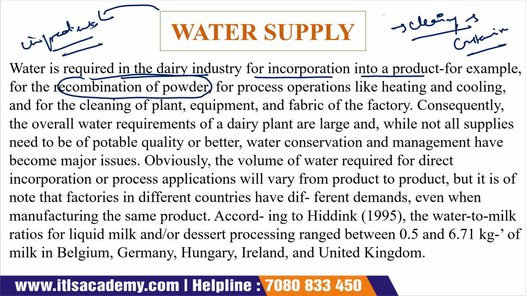So when the recombination of the powder is done, we use water for process operations like heating and cooling, and for cleaning of the plant, equipment and fabric of the factory. So inside the dairy industry, there is a lot of use of water. That's why the water supply should be free from any type of contamination. If it contains a higher level of chemicals or microbial growth, then ultimately it will lead to contamination in the product.